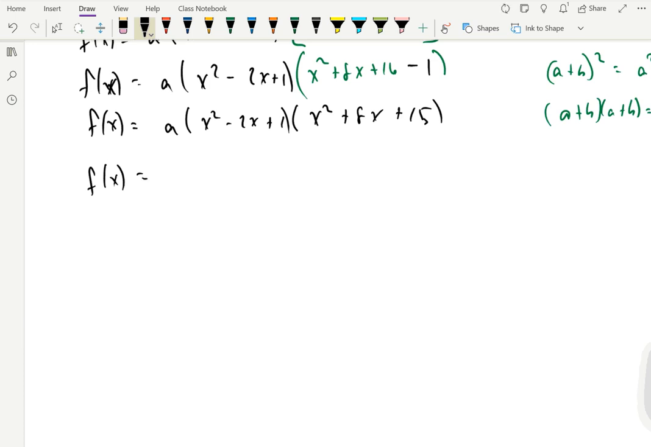Let's see what we end up with. So I know I'm going to have the a out front. Okay. Now what I'm going to do is go ahead and start grouping these a little bit more and lining these terms up. So let's see. I've got x.